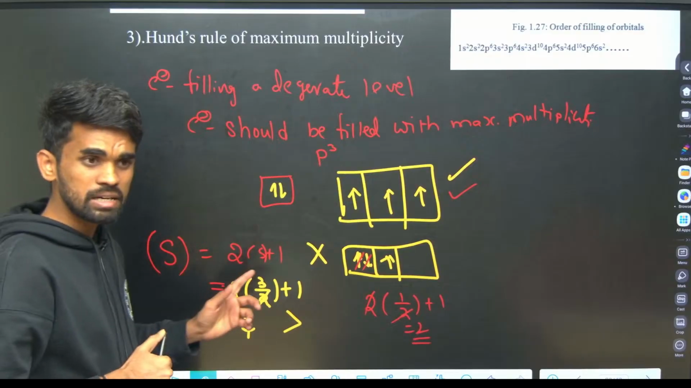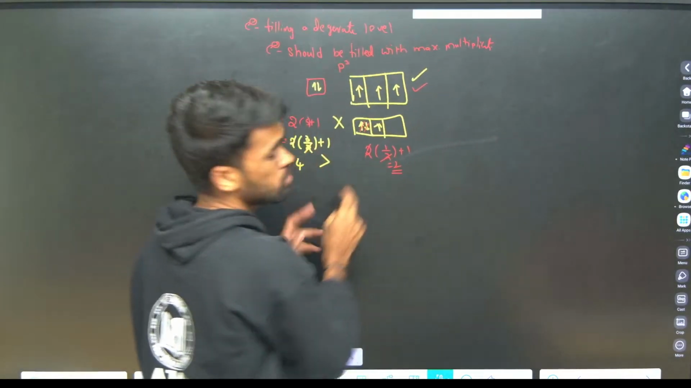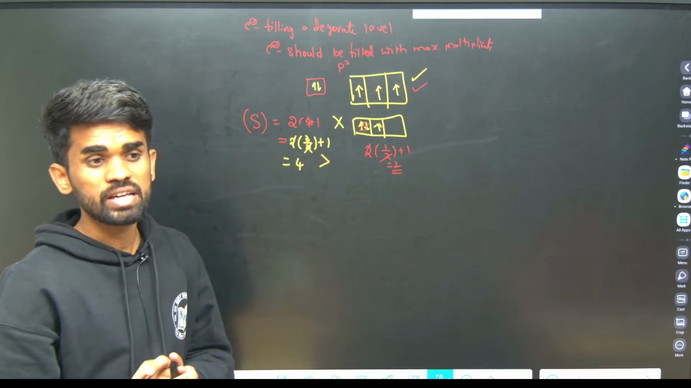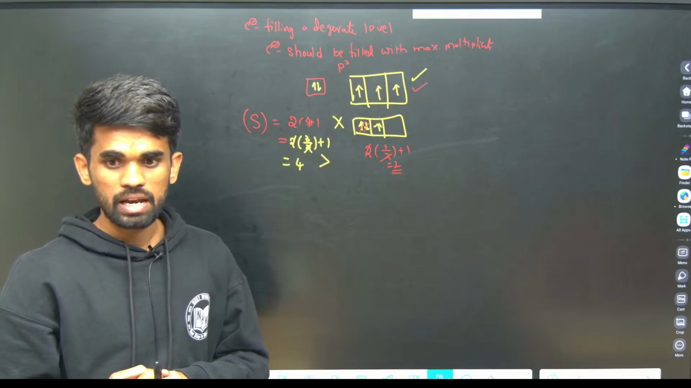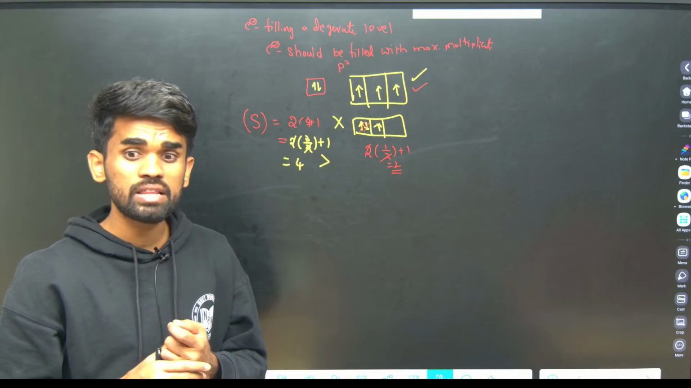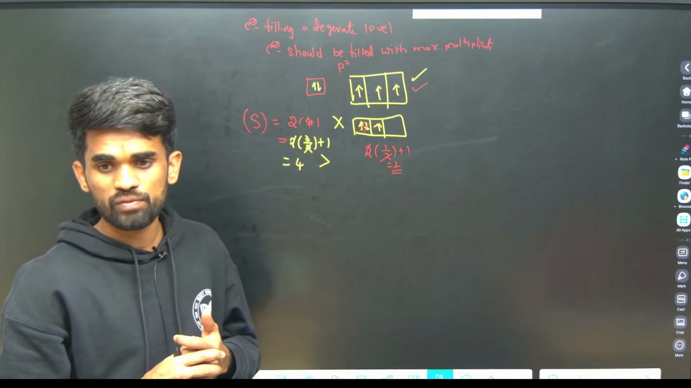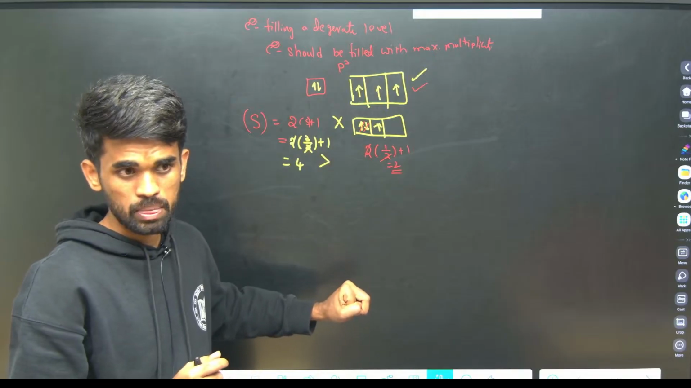Okay, is that clear? So always remember, fully filled electronic configuration is more stable due to its symmetry. Electrons are fully filled now, so due to that symmetry it is more stable. After that, half filled electronic configuration is more stable due to its maximum multiplicity.